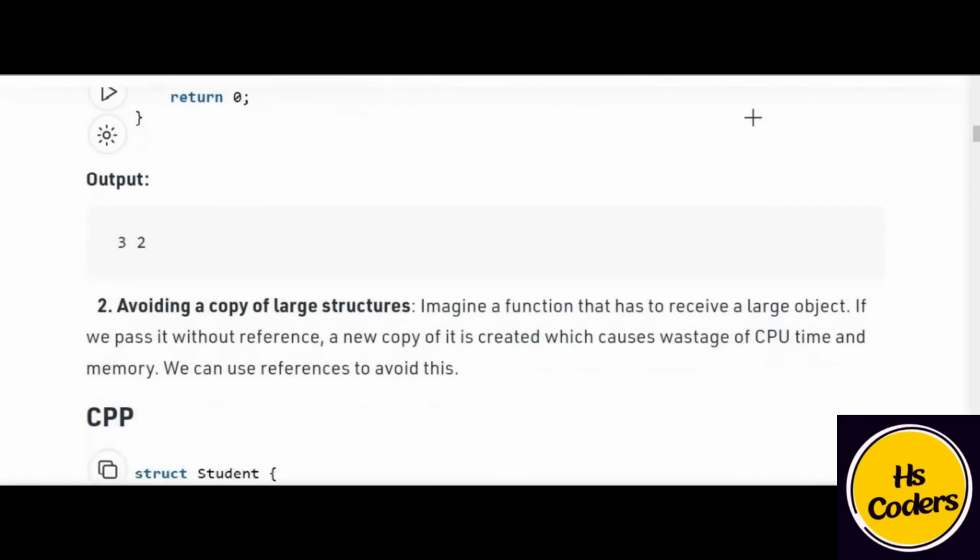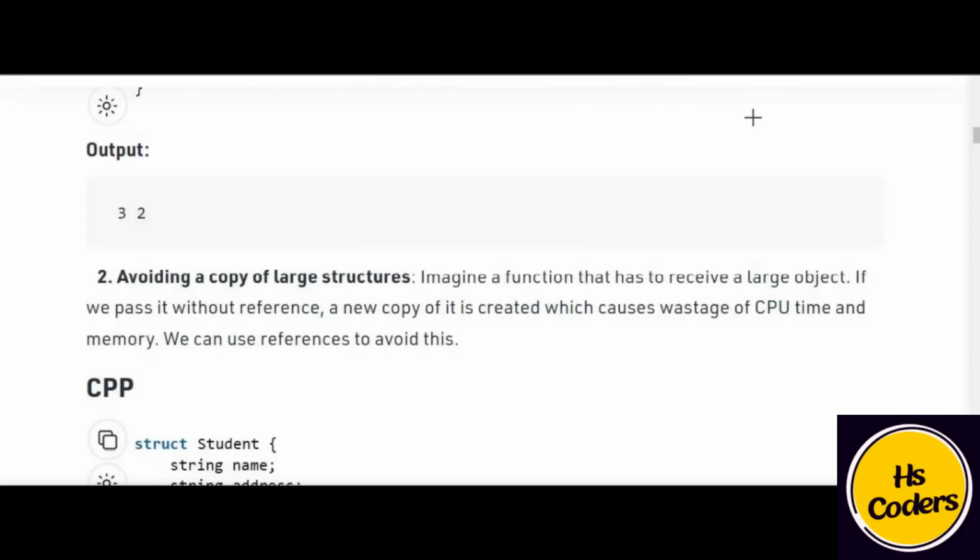So let's take a look at the second application of reference variables, avoiding a copy of a large data structure. Imagine a function that has to receive a large object. If we pass it without reference, a new copy of it is created, which causes wastage of CPU time and memory. So we can use reference to avoid this.